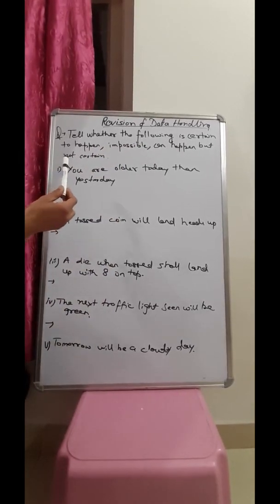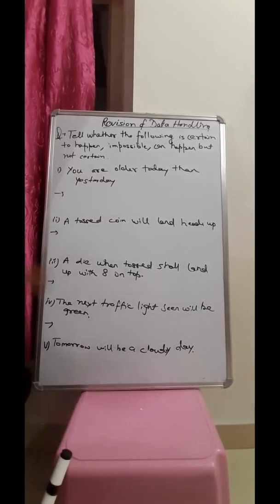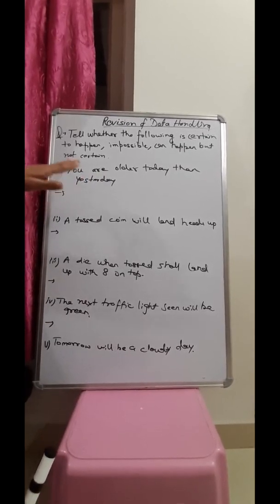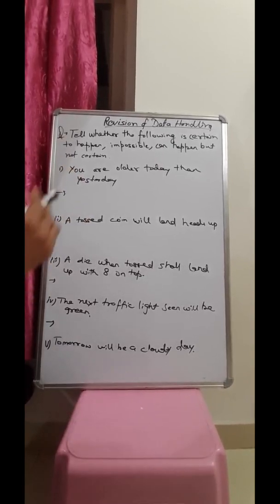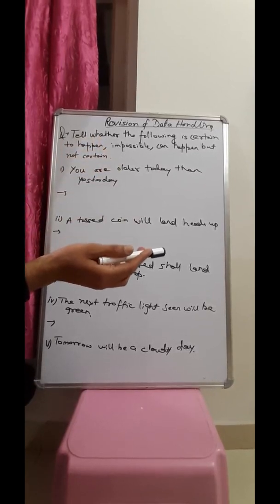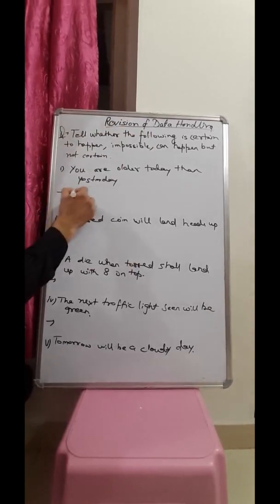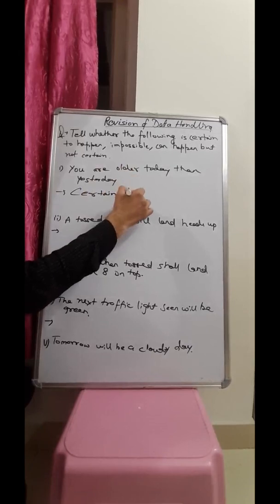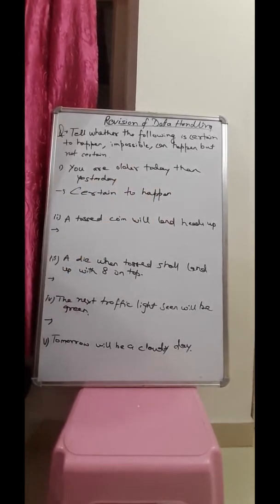So first is, you are older today than yesterday. This means here it is sure, that today you are older than yesterday. Yes, that means our age will be greater today in comparison to yesterday. So that means it is certain to happen. We are sure that this thing is going to happen.